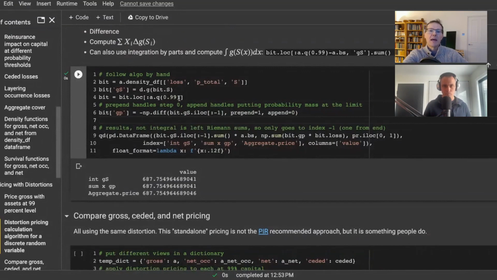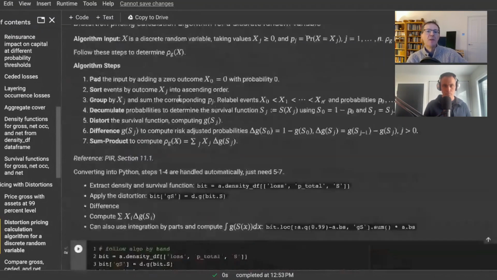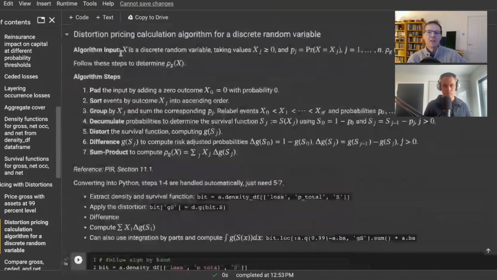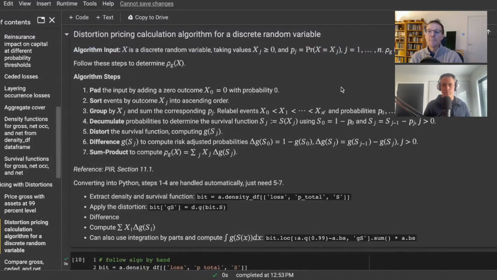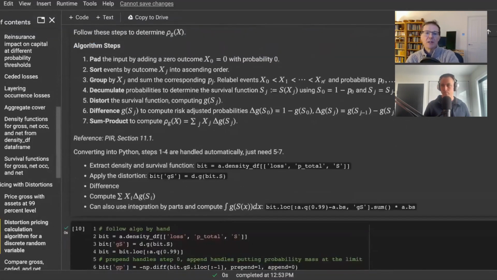If you go up to the text here, we have an algorithm for doing this in the book. So our inputs are this discrete distribution. It's got a load of outcomes x_j and probabilities p_j. That's exactly what's in that density_df p_total data frame, right? That's the x's and the p's. And then g is our curvy line.